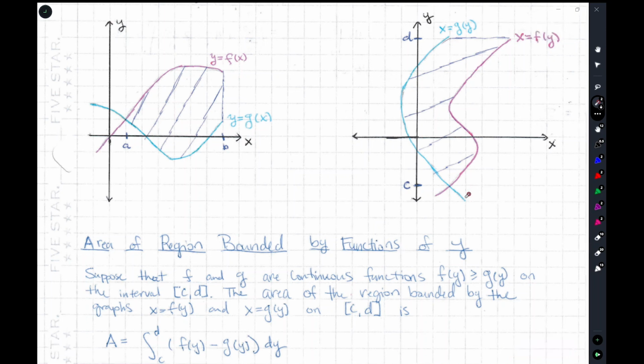interval. And likewise, you might have a situation where you're integrating a region from a point of intersection, which you might have to solve for. So like C over here up to D. And so here we'll have our integral from C to D to get the area of the region bounded by those curves described by functions of y.